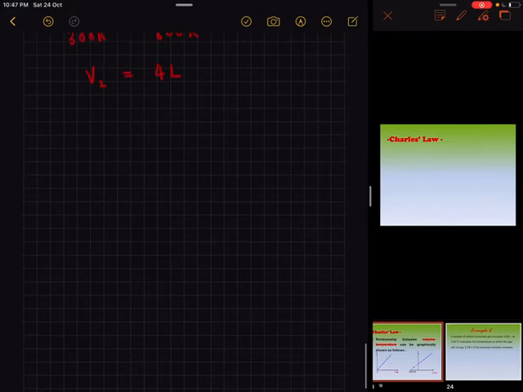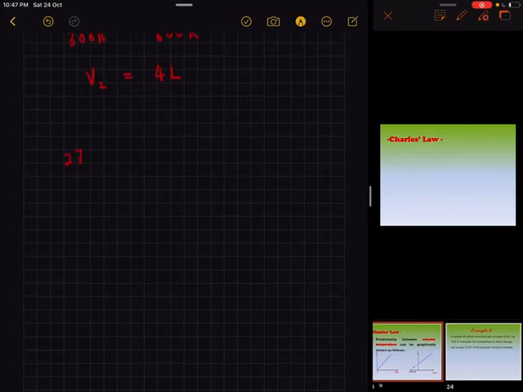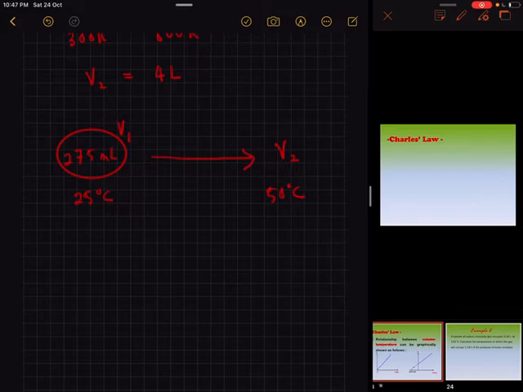Okay, how about if we have 275 ml of gas at 25 degrees Celsius? What happens to the volume of the gas if we double the temperature to 50 degrees Celsius? Will V2 here be double the first one, from V1? The answer is no. Why? Because the temperature here is in degrees Celsius. It is not in Kelvin.